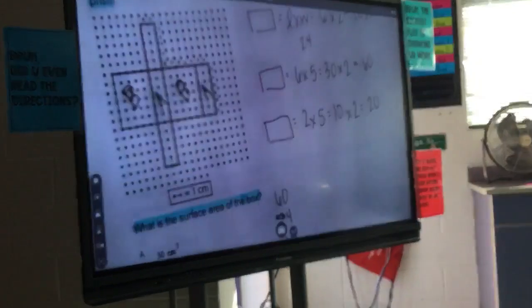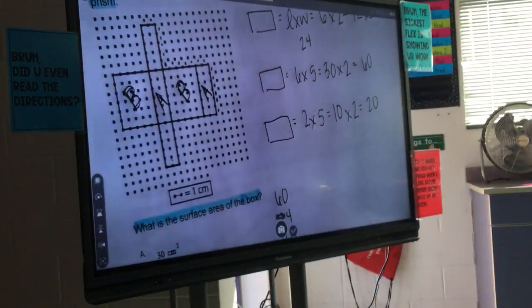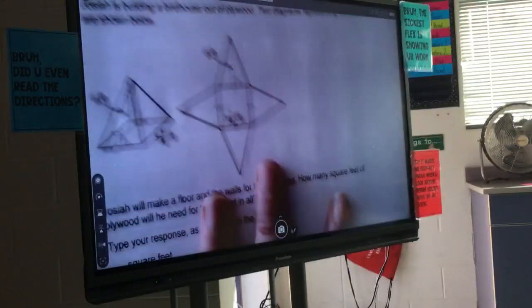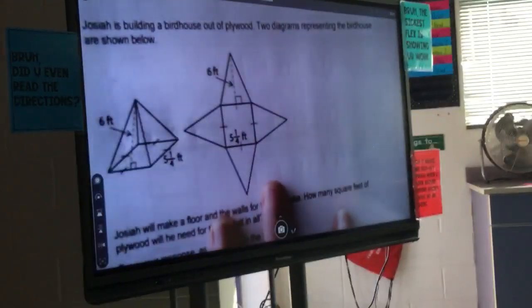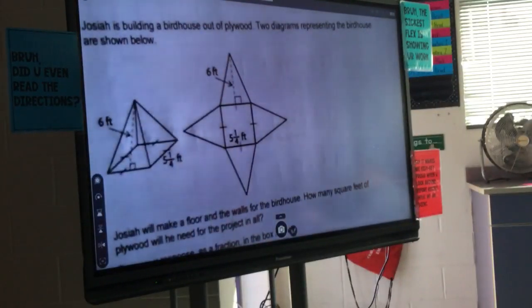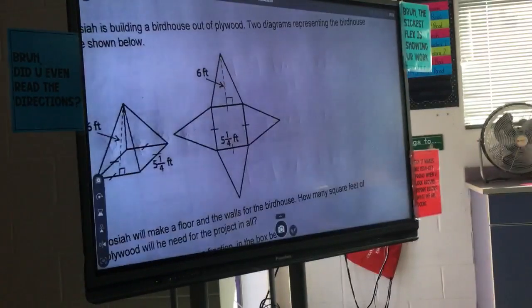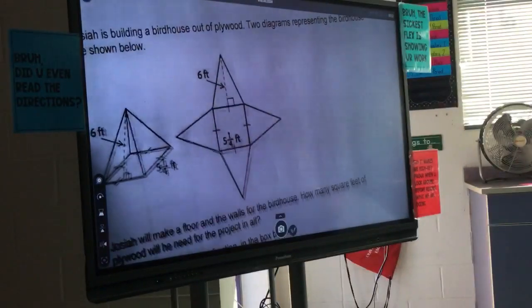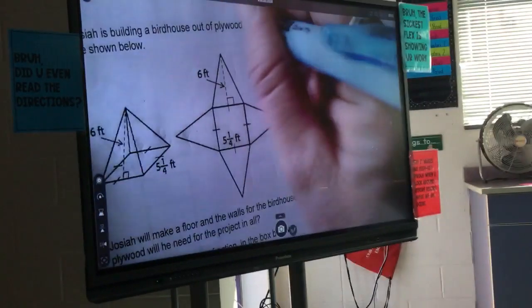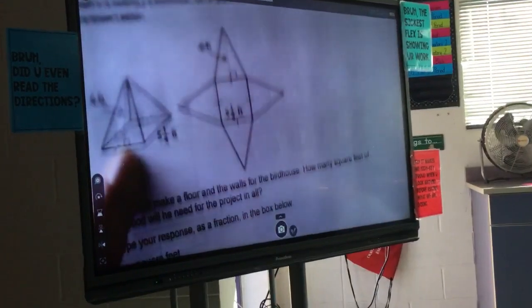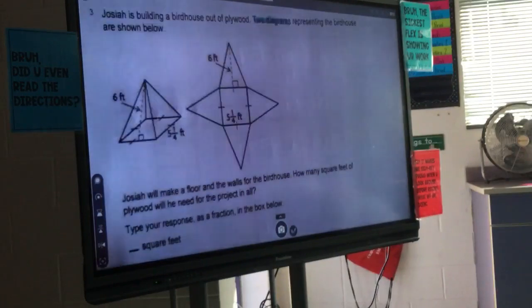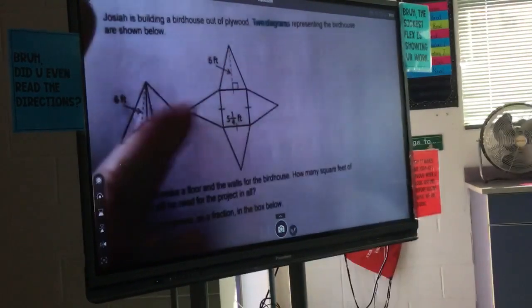All right, another one that you would like to go over. Kaden. Number 3. So it says, Josiah is building a birdhouse out of plywood. Two diagrams represent the birdhouse are shown below. So they give you two diagrams. They give you the 3D shape, and then they give you the net.